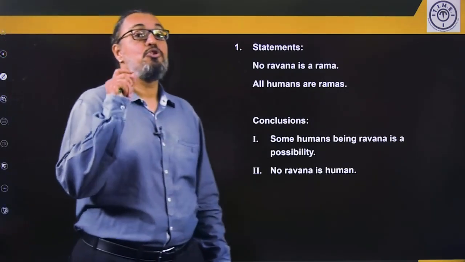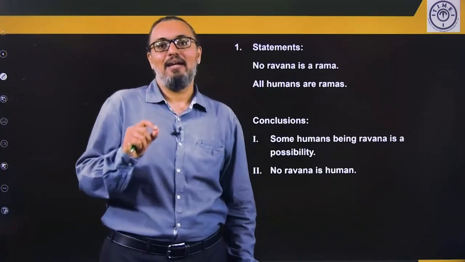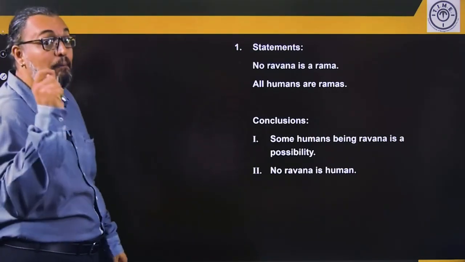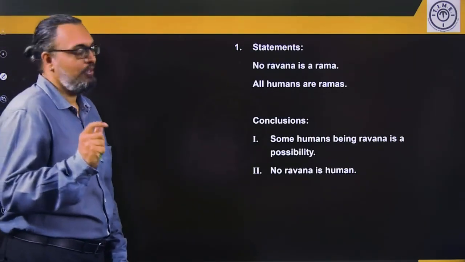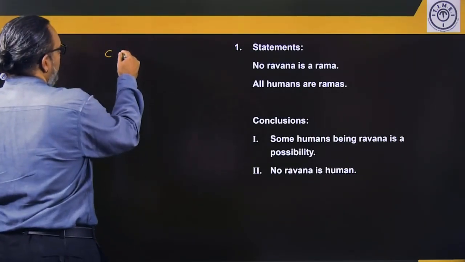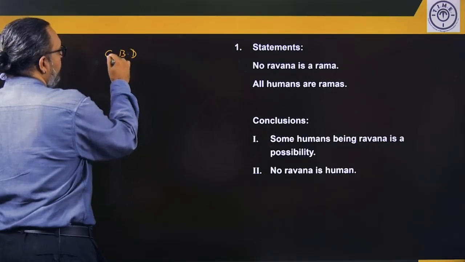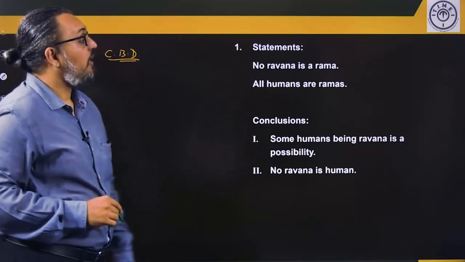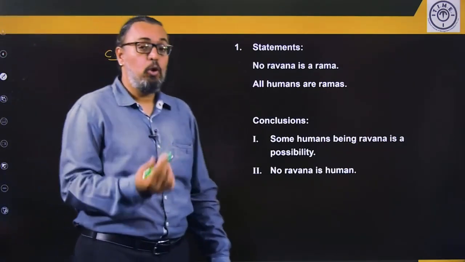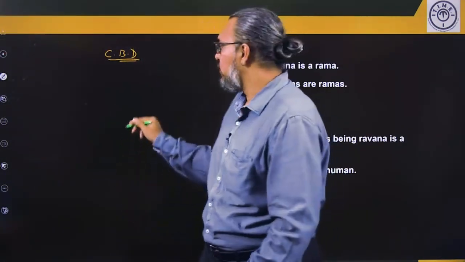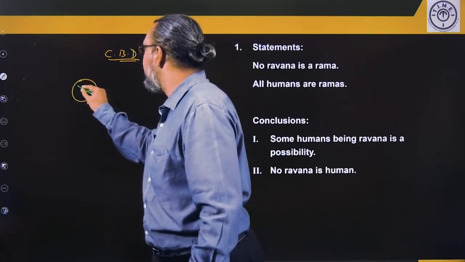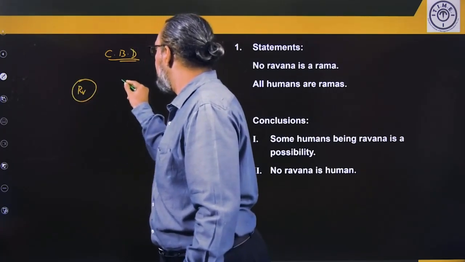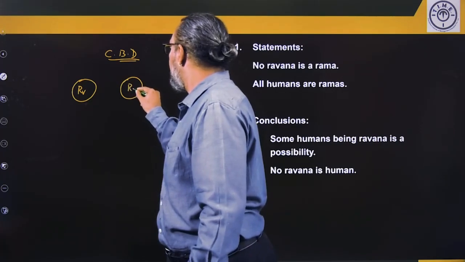So, we need to draw a combined basic diagram. What is a basic diagram? It is a minimum overlap diagram. So, let us take that combined basic diagram using the statements. We have: No Ravana is a Rama. So, when it says no, no means 0 overlap. So, for 0 overlap, this is how you take it. This is the Ravana and this is Rama.